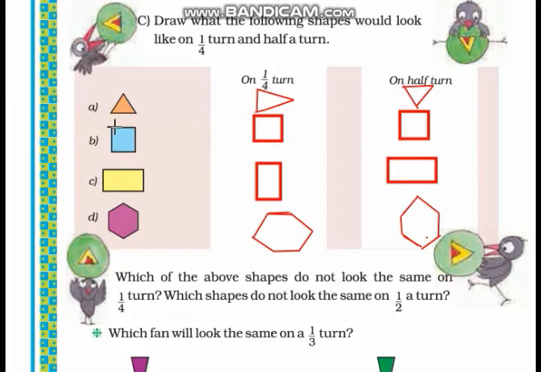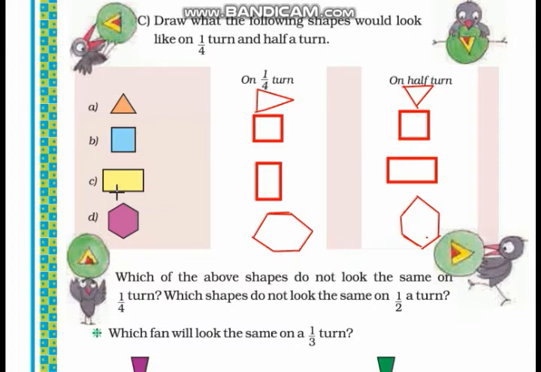So children, this triangle will not look the same on a 1/4 turn. If we rotate it 90 degrees, it will look like this, and it will not look the same on a half turn also. If we rotate it 180 degrees, it will look like this. Then B, square. Square will look the same on a 1/4 turn and a half turn both.